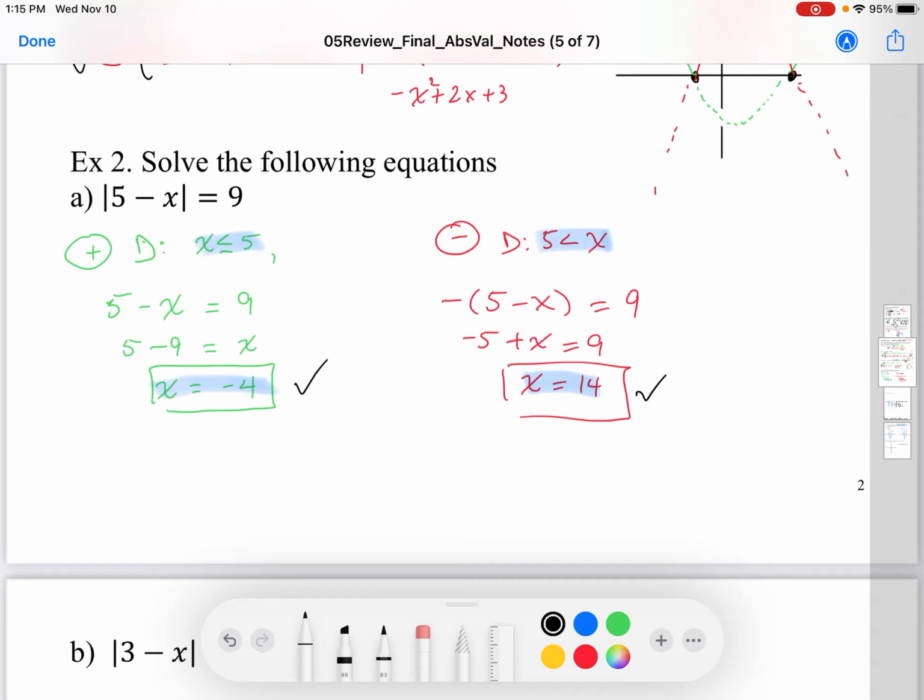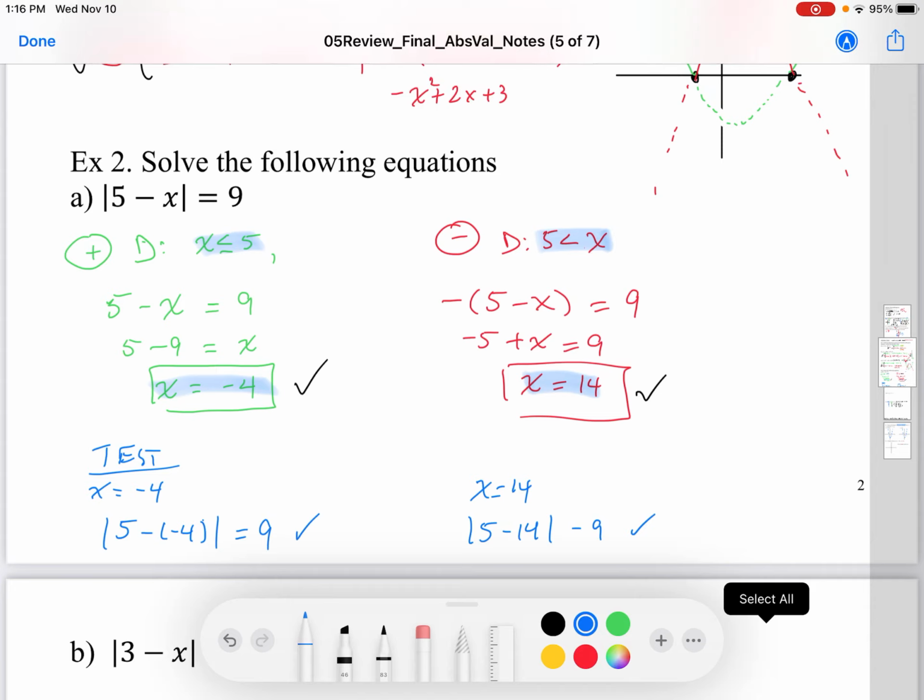And again, I could always do this by testing. I can test x equals negative 4 by plugging in: the absolute value of 5 minus negative 4 equals 9. Well, that's true. That's why that one works. I can also test x equals 14. I get the absolute value of 5 minus 14 equals 9. That one also works, so both of those solutions are valid based on our test for extraneous solutions.